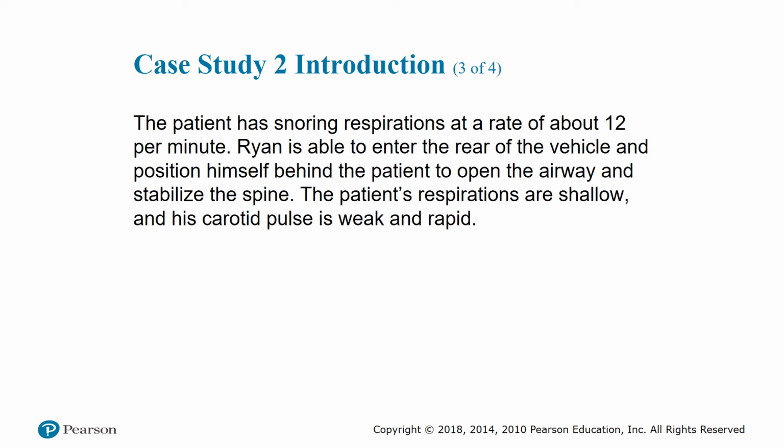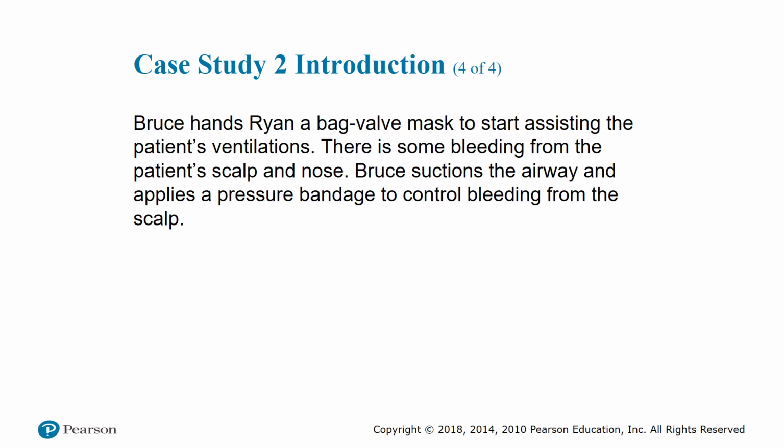The patient has snoring respirations at a rate of about 12 per minute. Ryan is able to enter the rear of the vehicle and position himself behind the patient to open the airway and stabilize the spine. The patient's respirations are shallow and his carotid pulse is weak and rapid. And the plot continues to thicken. Bruce hands Ryan a bag valve mask to start assisting the patient's ventilations. There is some bleeding from the patient's scalp and nose. Bruce suctions the airway and applies a pressure bandage to control the bleeding from the scalp.